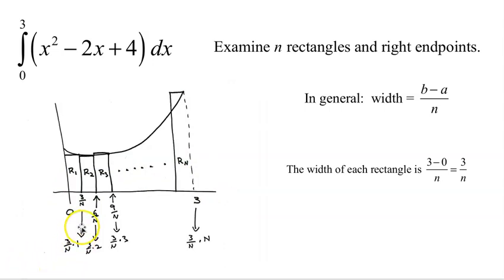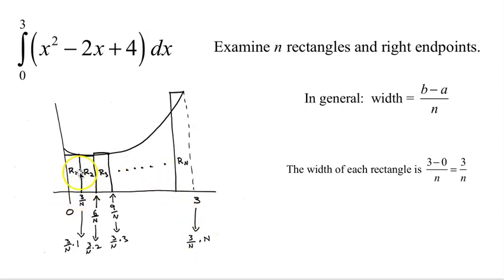So notice the first one, 3 over n times 1, then 3 over n times 2, then 3 over n times 3, 3 over n times 4, 3 over n times 5, etc., until I end at 3 over n times n, which is the same as 3. Widths are all the same. Widths are all 3 over n, but what are the heights?